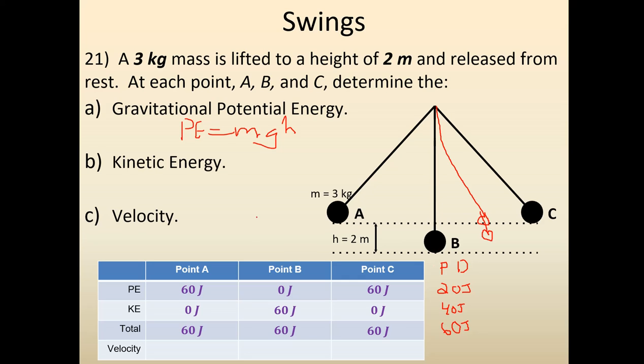I can then use the equation for kinetic energy, 1/2 mv squared, in order to find the velocities at all the points. When at point A, it's got 0 joules, so it's 0 meters per second. Point B, when I plug the numbers in, I get 6.32 meters per second. And then point C, once again, it's 0 meters per second, since it has no energy. And that's it.